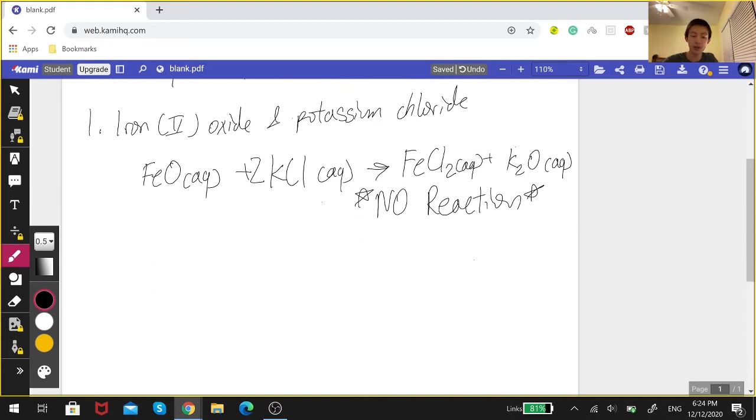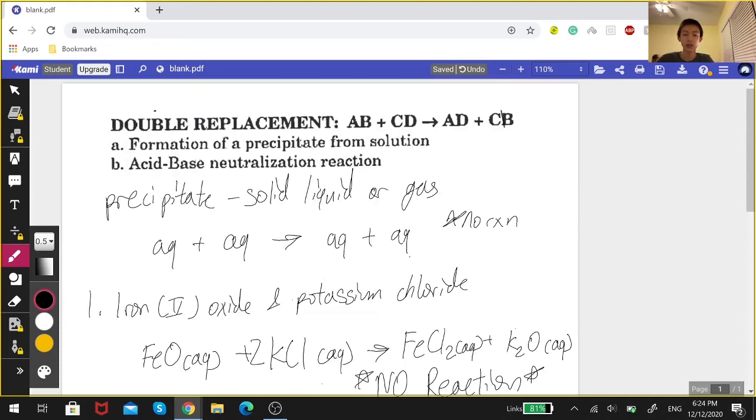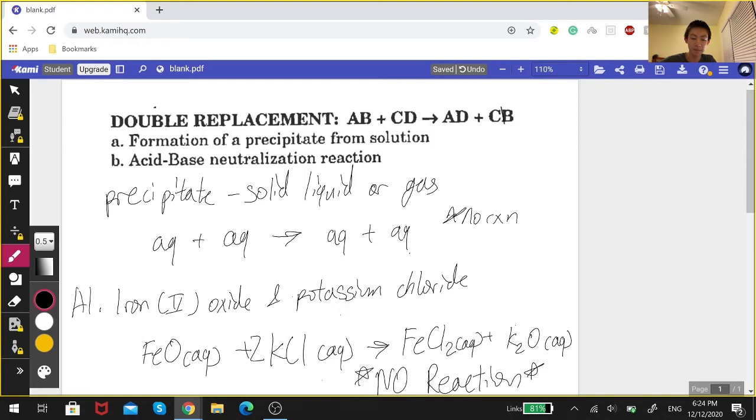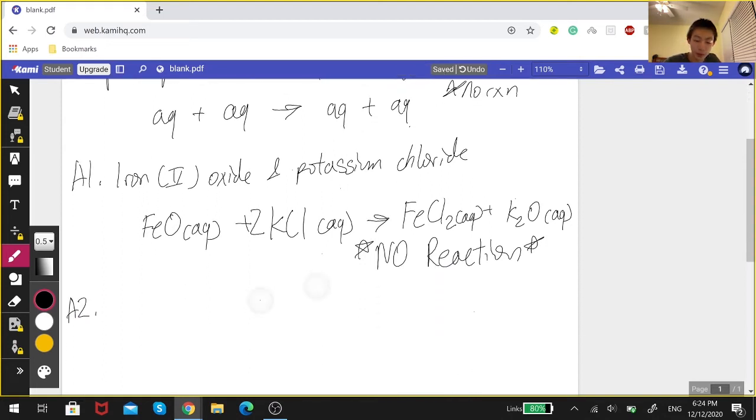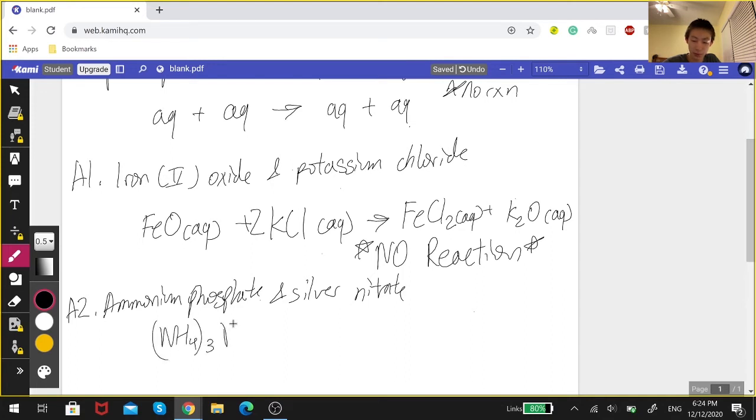And that's that. So that was our first example of type A. Both of these are type A. We're going to talk about type B after this. Our second example will be ammonium phosphate and silver nitrate. So ammonium phosphate is NH4 times 3 because PO4 is 3 minus. Now this will be aqueous plus AgNO3 aqueous. Now what does this yield?